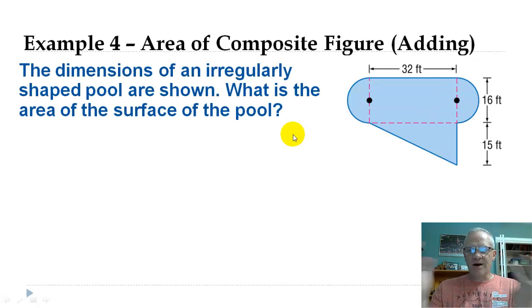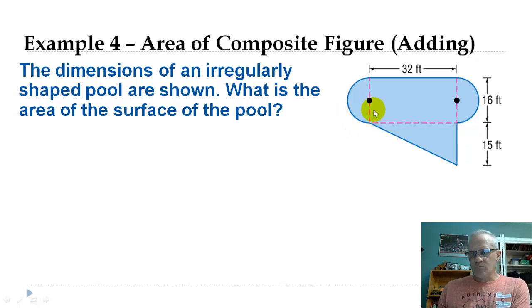Composite figures are just oddly shaped figures that we're trying to find the area of, and there's no formula for this figure. This is such a weird shaped figure. But composite just means it's made up of smaller pieces that we put together. So we're going to see how we could split this up into smaller pieces that we do know the formulas for, and then just add them together, or in the next example, perhaps subtract them.